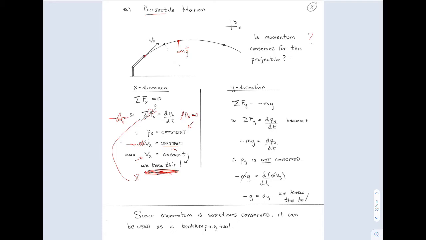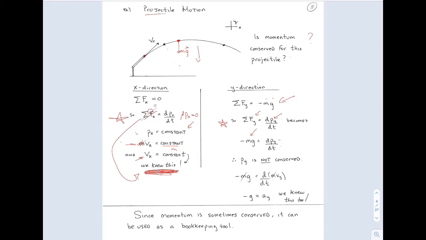If I look in the y direction, Newton's second law in the y direction says the only way that the momentum in the y direction can change is if there's a net force on it. Well, there is a net force in the y direction. It's minus mg. That points downward. So minus mg is the time rate of change of momentum in the y direction. So that says momentum's not conserved because there's a force in the y direction that changes it.